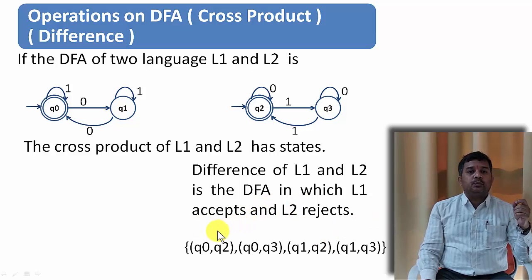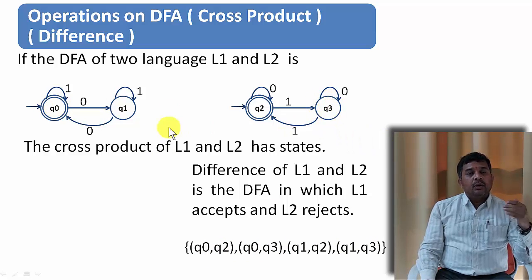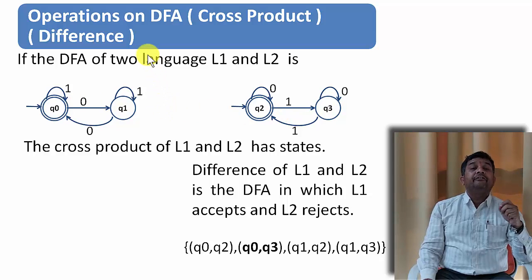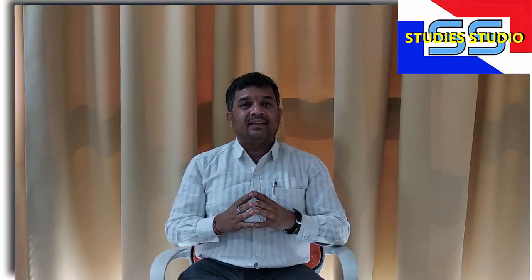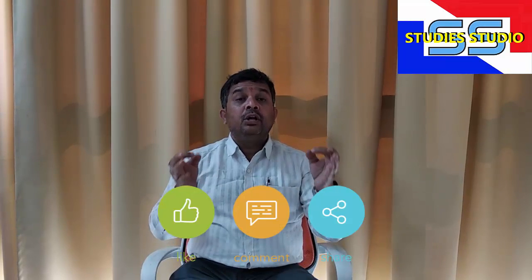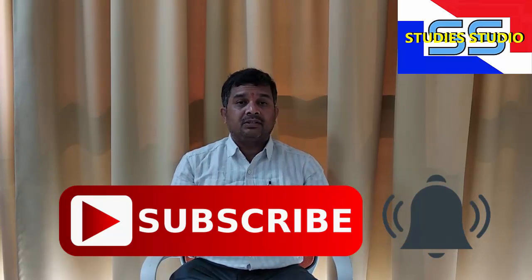Now when we take the cross product, we have these many states. Now you can see here Q0 is accepted and here Q3 is rejected. So in the final state, we will get Q0, Q3 as the accepted state for this difference operation. So in our combined DFA, Q0, Q3 becomes the final state of this particular DFA. I hope you understood what cross product is and how to perform operations using cross product.